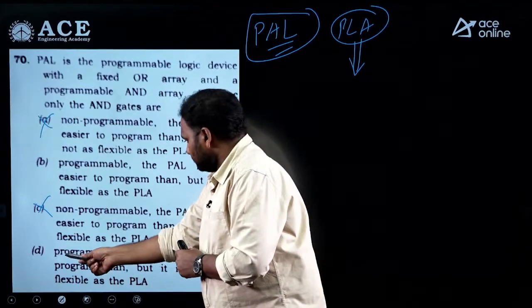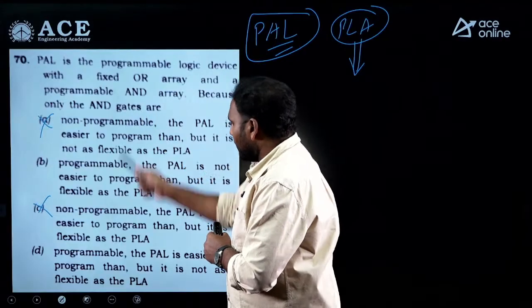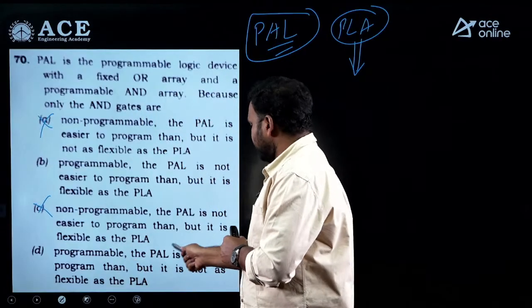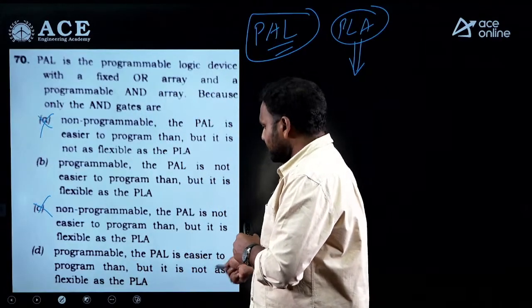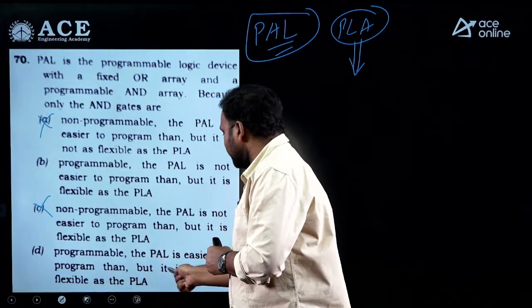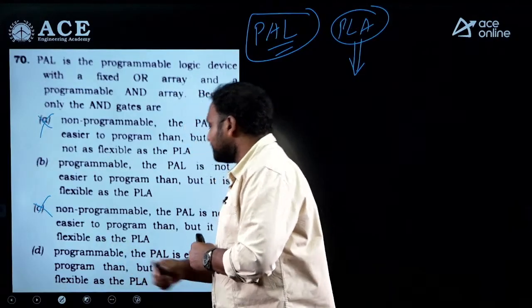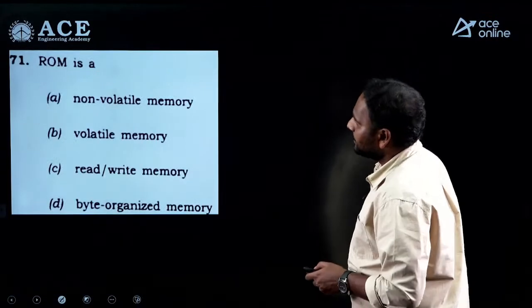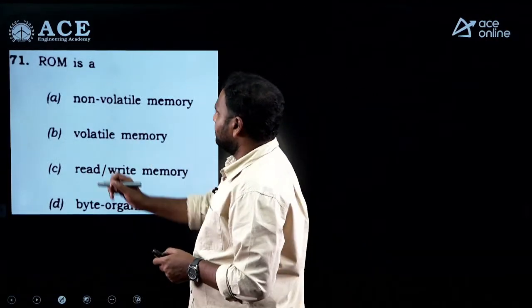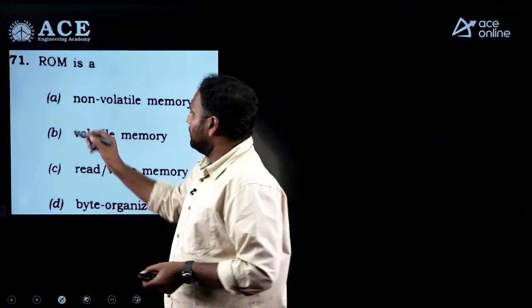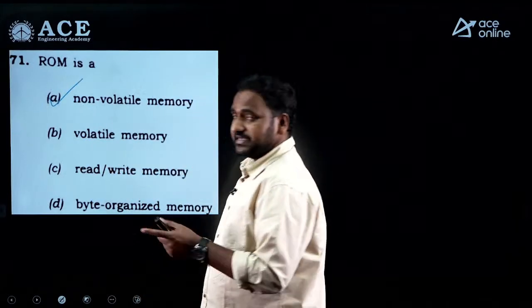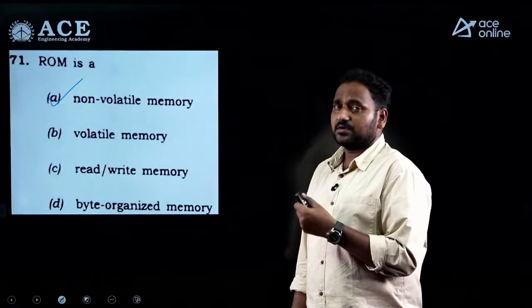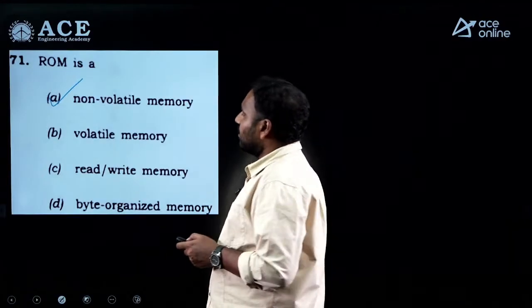AND gates are programmable, the PAL is easier to program, but it is not as flexible as a PLA. So D is the correct option. ROM, read only memory, is non-volatile. We cannot rewrite it, okay. Erasing and reprogramming is not possible with ROM, a non-volatile memory.